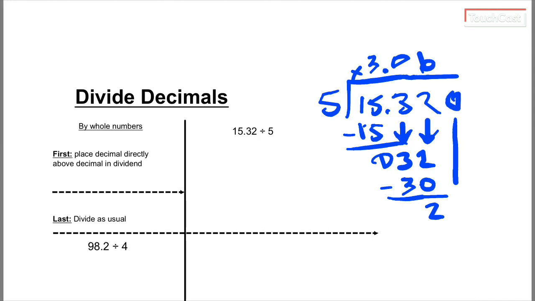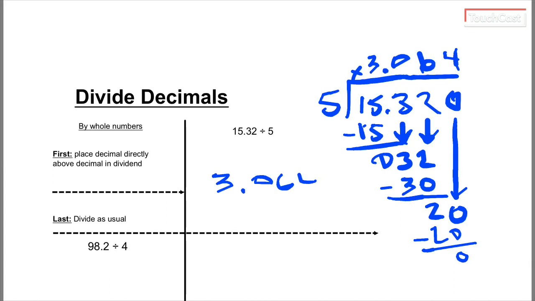So we add a 0, we bring it down. Now 5 goes into 20 4 times. 5 times 4 is 20. We subtract. Now we don't have any remainder. So our final answer, 3.064. Now I want you to pause the video and try this example problem on your own.